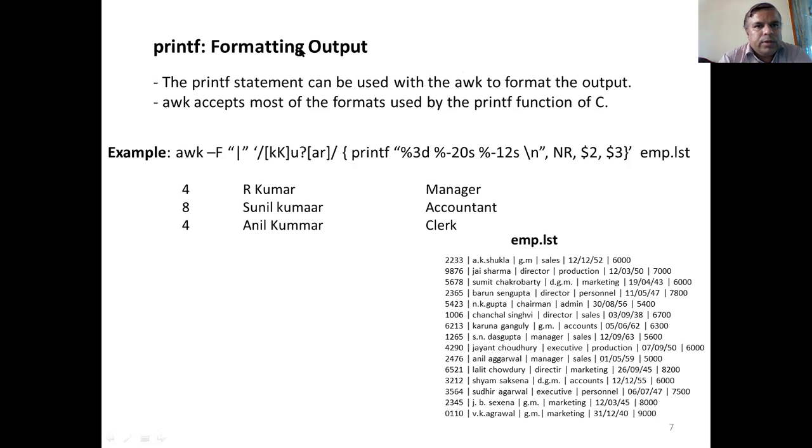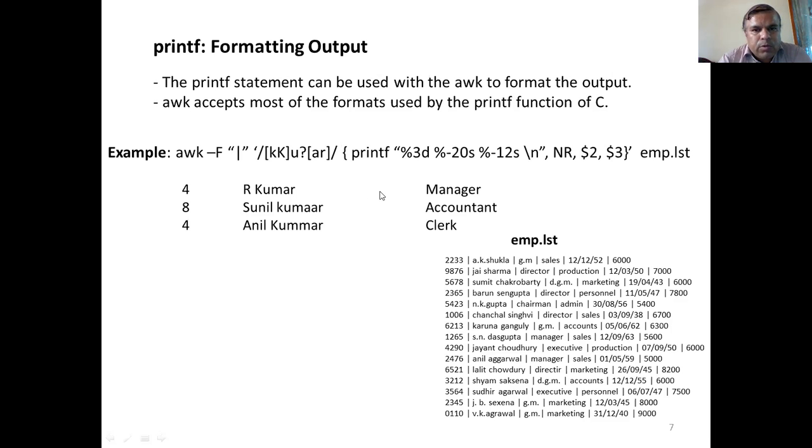Then printf, formatting the output. The printf statement can be used with AWK to format the output. The format specifier %s is for a string, the format specifier %d is for an integer, and so on. AWK accepts most of the formats used by the printf function of C: %s, %d, %f, and so on. So here is an example.